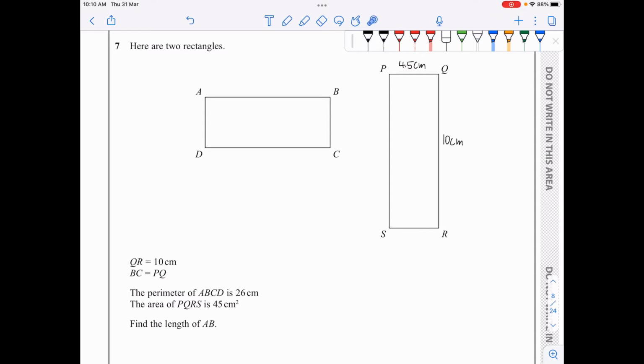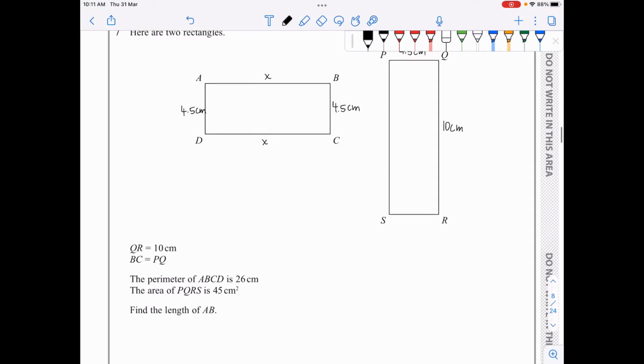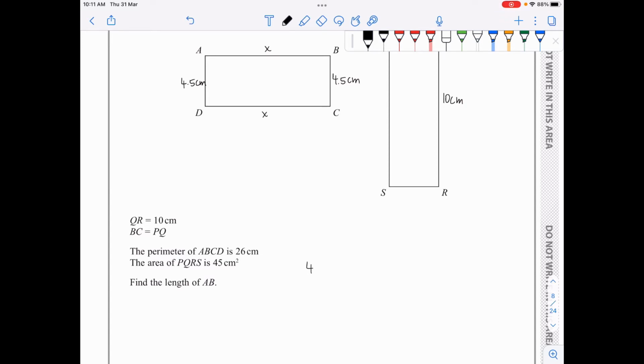And now, knowing that PQ and BC are the same, I can update the diagram and say this is 4.5 centimeters. And therefore, I'm after the length of AB, which I will call x. AD is also 4.5 centimeters. And therefore, I can form an equation that says that 4.5 plus x plus 4.5 plus x is equal to 26. So 9 plus 2x is 26, leading to 2x being 17, and therefore x is 8.5.